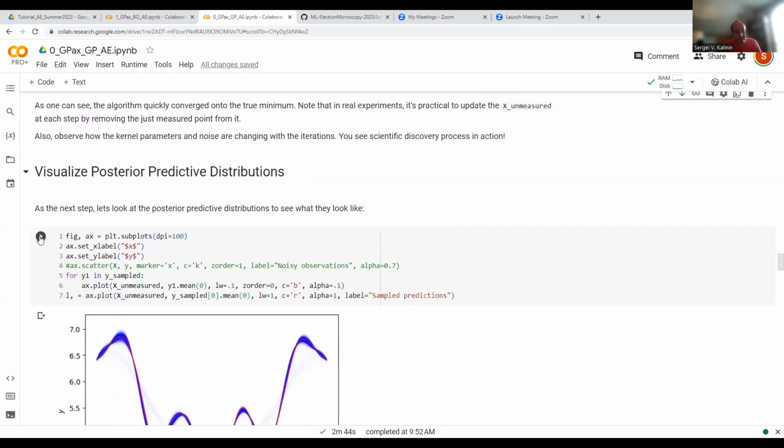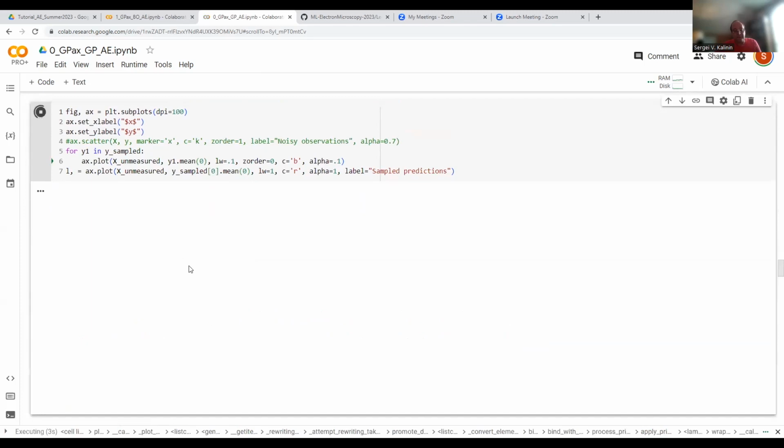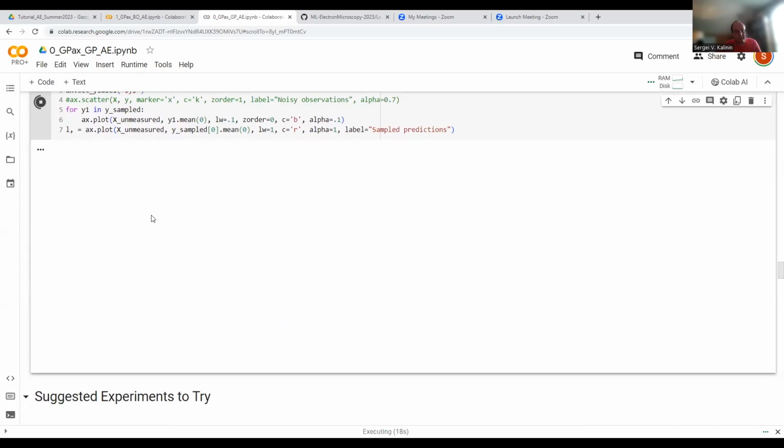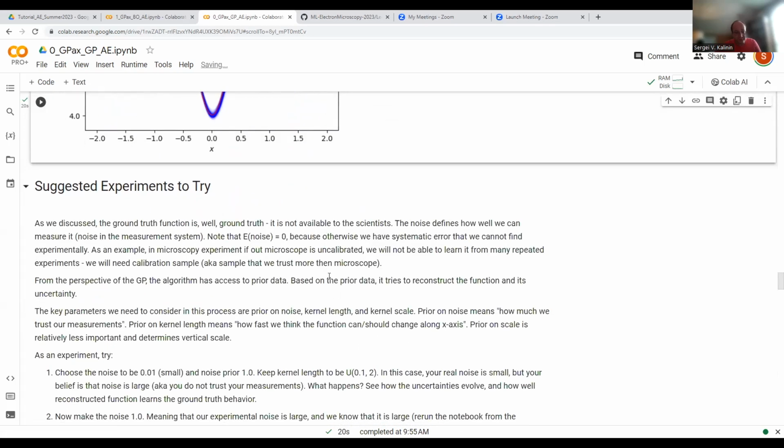So let me illustrate the posterior distributions. This is essentially all the curves that are consistent with the observation. So this is a very convenient mechanism to understand what is happening under the hood of the Gaussian process. It may take a little bit of time to observe it. In this case, it's not interesting because all of them are essentially close to the ground truth.